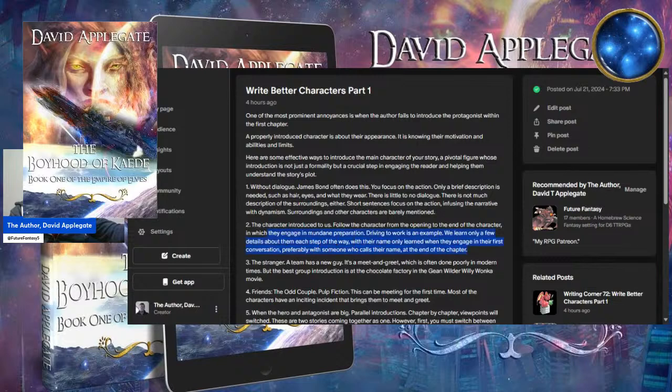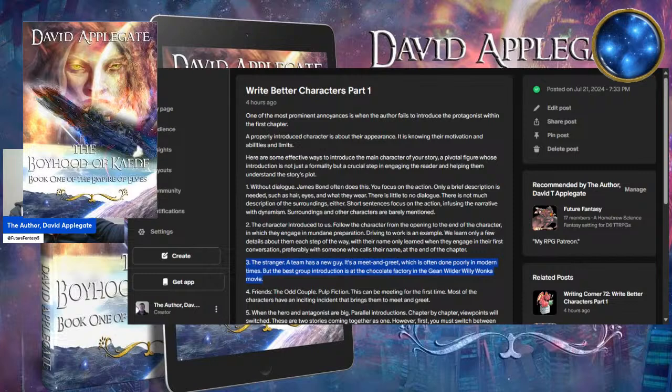Now, in some movies, this happens a lot where you follow the character from beginning to end, right? The entire chapter is following the character, third person, as they engage in mundane preparation. Driving to work, for example, in Falling Down, Michael Douglas. You're not introduced to him. He's there from get-go. Beep, beep, beep. He's in traffic. It's all following him, third person. We only learn scant details about them each step of the way, as their name is only learned whenever they're engaged by their first name in conversation, preferably somebody who calls them out. Usually the dialogue is the last thing in the chapter. Again, this is a silent introduction.